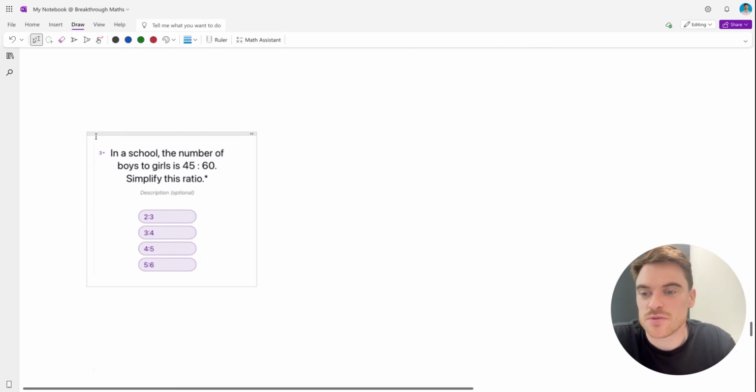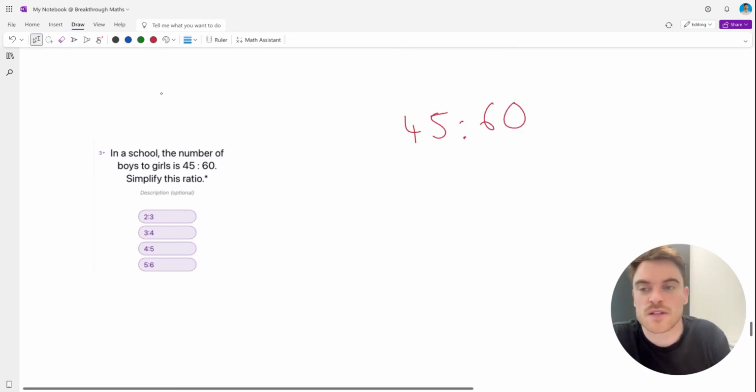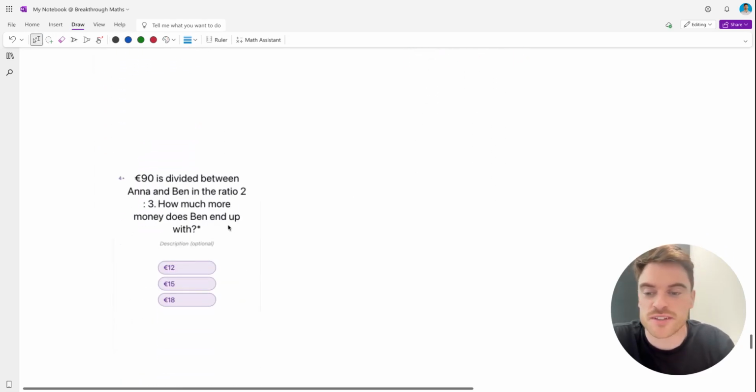Next one. In the school, the number of boys to girls is 45 to 60. Simplify the ratio. Nice and easy. So we want to simplify this down. What goes into both of them? 15, I'd say. So that's 3 times into this, and 15 into 60 goes 4 times. Easy. We're flying with these.